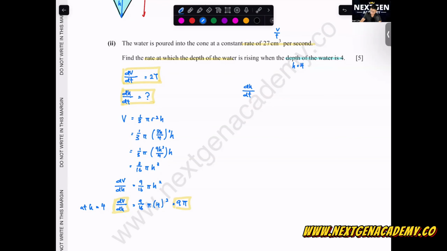dh/dt will be dh/dV, we want the h to be on top, multiplied by dV/dt. Okay, dh/dV, just now we got dV/dh as 9 pi, so this one is 1 over 9 pi, multiplied by 27. Calculate this, 27 divided by 9, you get 3 over pi. Don't write 3 over pi, just because pi is at the bottom, calculate the value, 0.955.